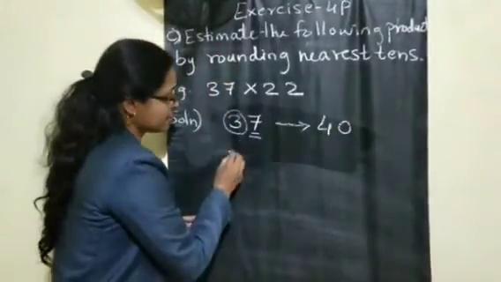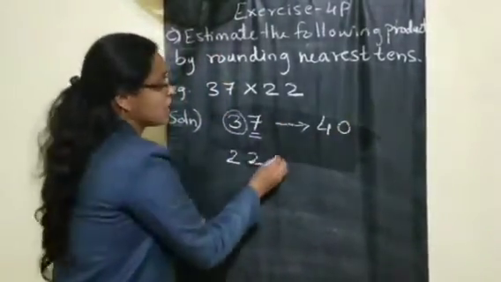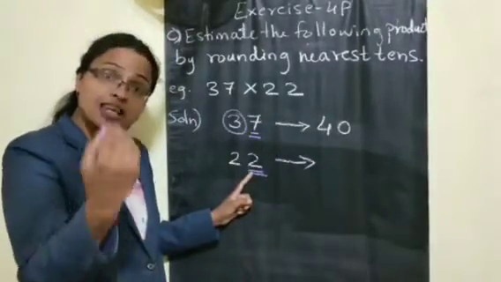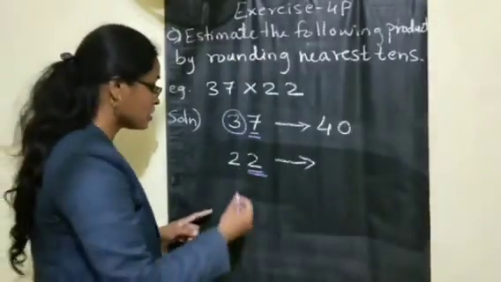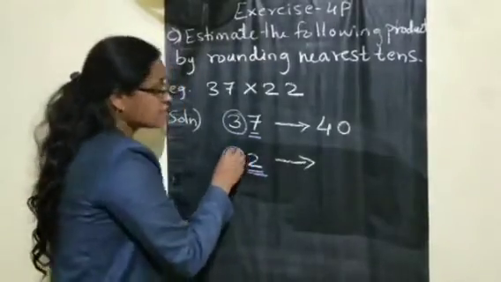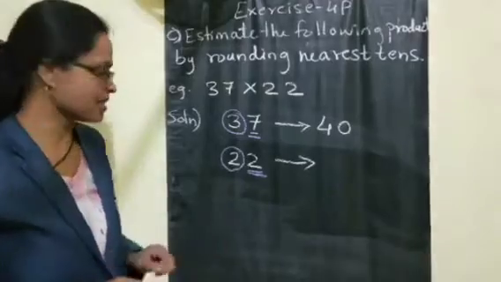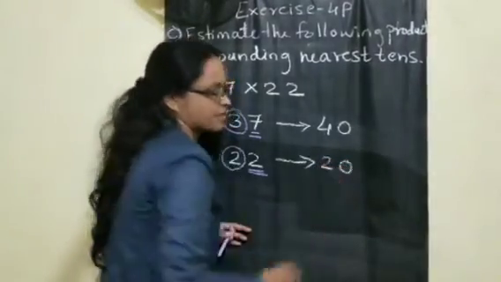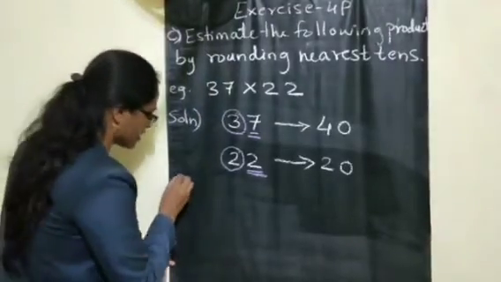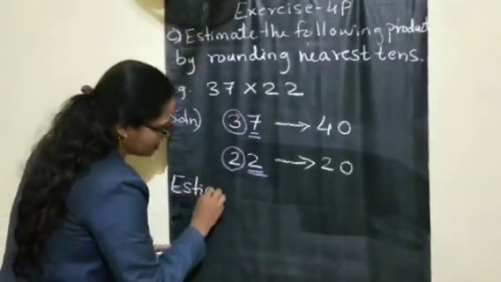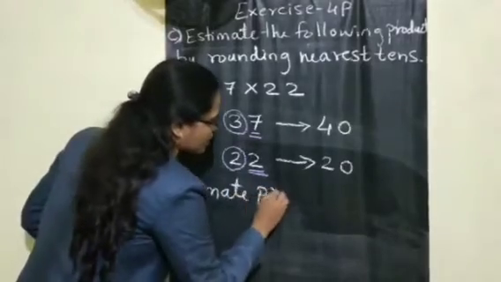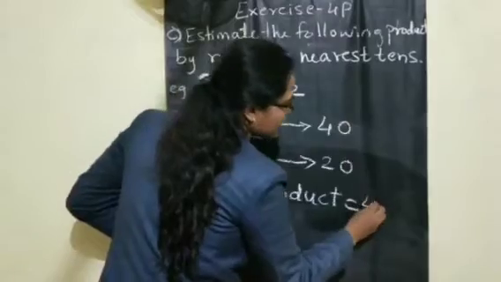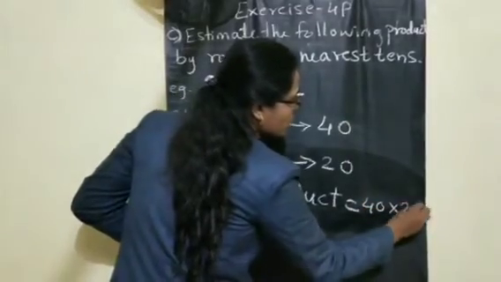Now let us take the next number, that is 22. Again, in the ones place the number is 2 and 2 is less than 5. If the number is less than 5, then the tens place number will remain as it is. So this 20 will remain, children, as it is. Okay, so now let us find the estimate product. Now the estimate product we have to find of the rounded numbers, that is 40 multiplied by 20.